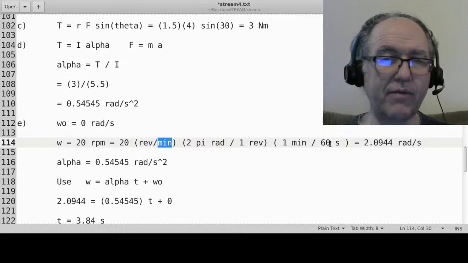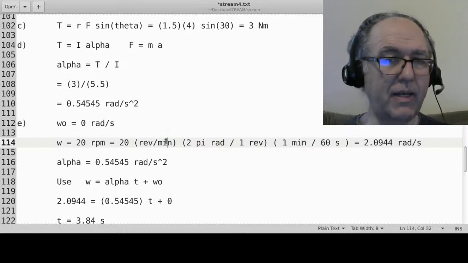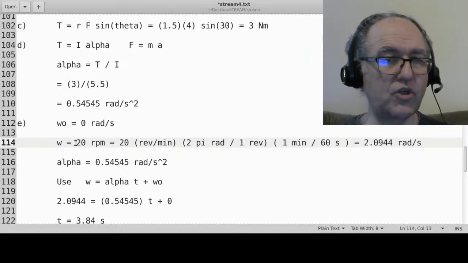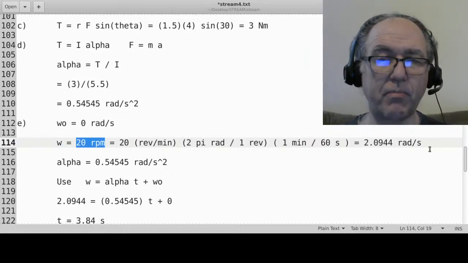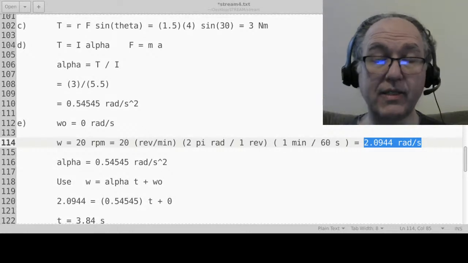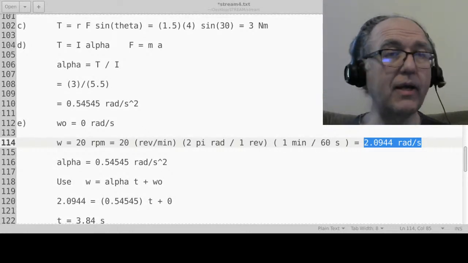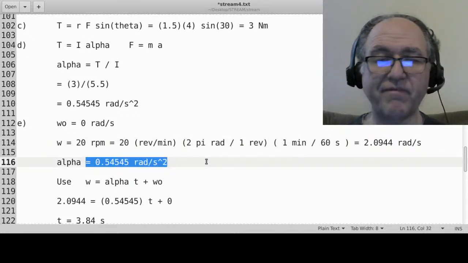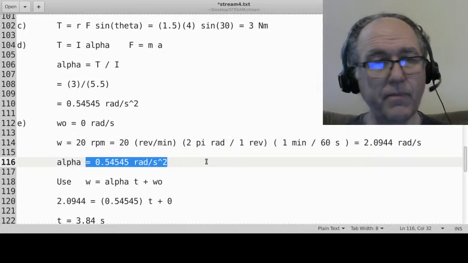And then we have a minute, and we've got to convert that to seconds. 1 minute is 60 seconds. Minute is in the denominator here, so put minutes in the numerator. It turns out that 20 revolutions per minute is about 2.0944 radians per second. Okay, so there's our omega. Alpha we have from the previous problem. It was 0.54545 radians per second squared.